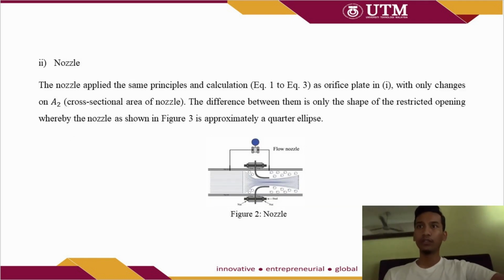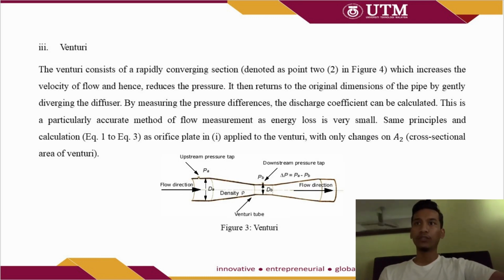The second is the nozzle. The nozzle applies the same principles and calculation as the orifice plate, with only changes in A2, which is the cross-sectional area of the nozzle. The difference between them is only the shape of the restricted opening, whereby the nozzle, as shown in figure 3, is approximately a quarter ellipse. And the last one is the venturi.